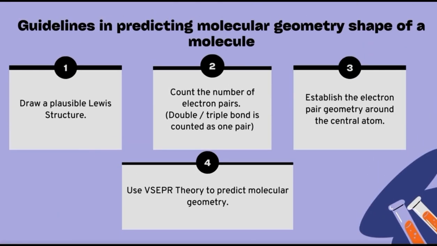So in conclusion, if you want to predict and draw the molecular geometry shape of a molecule, the first thing we need to do is draw a plausible Lewis structure. Then we need to count the number of electron pairs. Beware that a double bond and a triple bond are counted as 1 pair because of the presence of pi bond and sigma bond. The third step is to establish the electron pair geometry around the central atom. And last but not least, we need to use VSEPR theory to predict the molecular geometry.